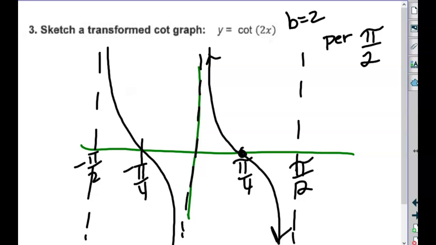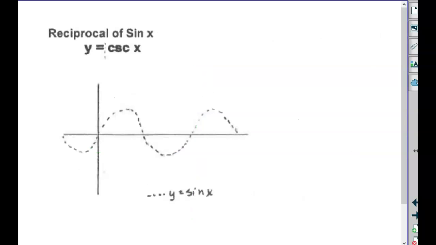So what do you have to remember on the quiz? For tangent and cotangent, it's most likely the only thing we would change would be the period, okay? So you've got to memorize the shape. All right.